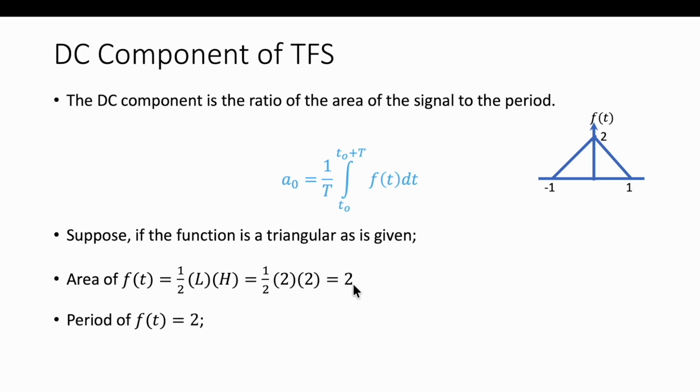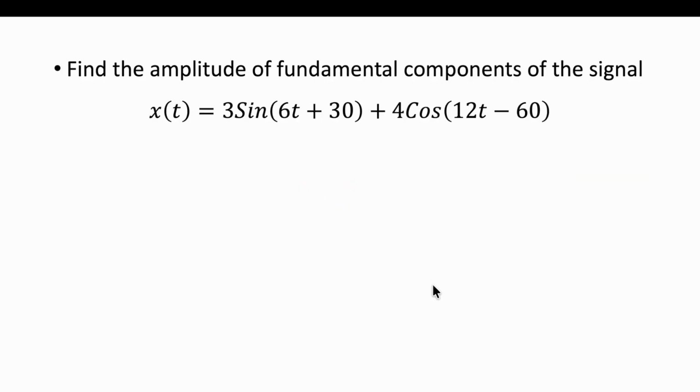Second, we need to calculate the period of that signal, and from this waveform you can see that the period is also equal to 2. We can use this in this equation. So 2 divided by 2, the answer is 1. So the value of a naught is equal to 1.